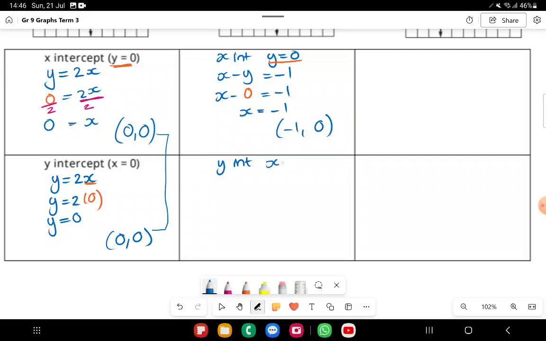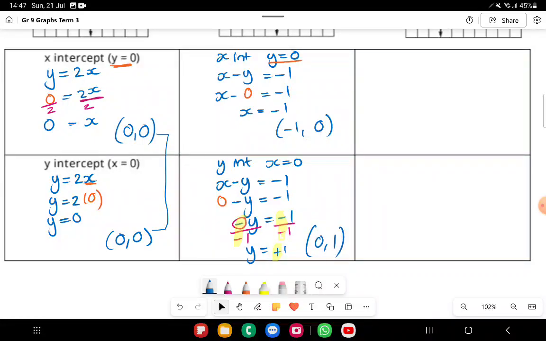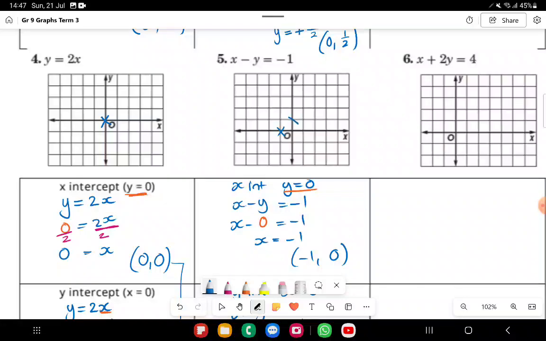Y-intercept, x equals 0, x minus y equals -1, 0 minus y equals -1, minus y equals -1. I need to change the sign so I can divide or multiply by -1 on both sides, which means that y equals minus and minus is plus, minus and minus is plus. So y is equal to +1. Coordinates are 0, 1.